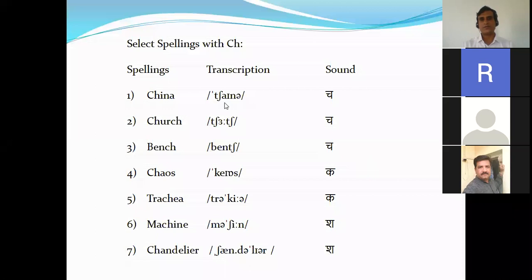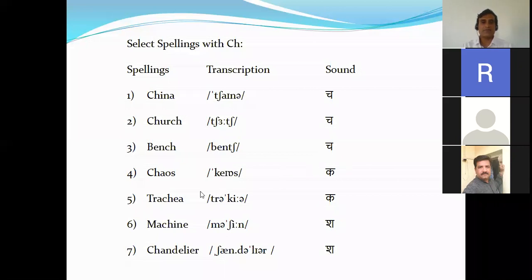CHINA. The transcription and pronunciation of this word is China. Remember, CH means "cho" here. When I say CHURCH, as church, I pronounce CH as a "ch" sound, which I've indicated in Marathi. When I say bench, again this CH is "ch" here.